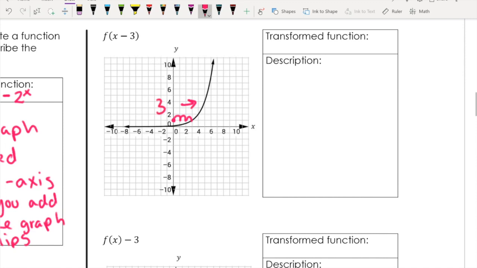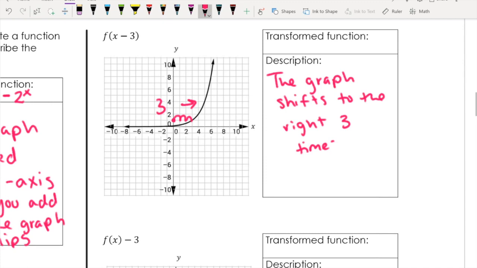So very similar to the other one. The other one we added 3 and it moved to the left. This one we subtract 3 and the graph shifts to the right. How many times? Well, it shifts to the right 3 times.